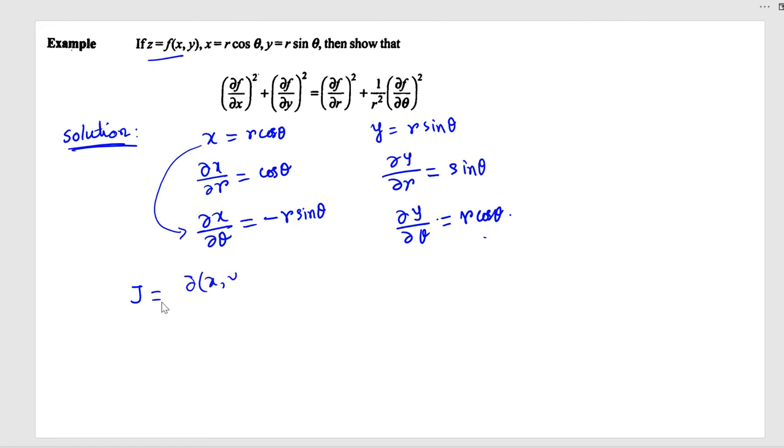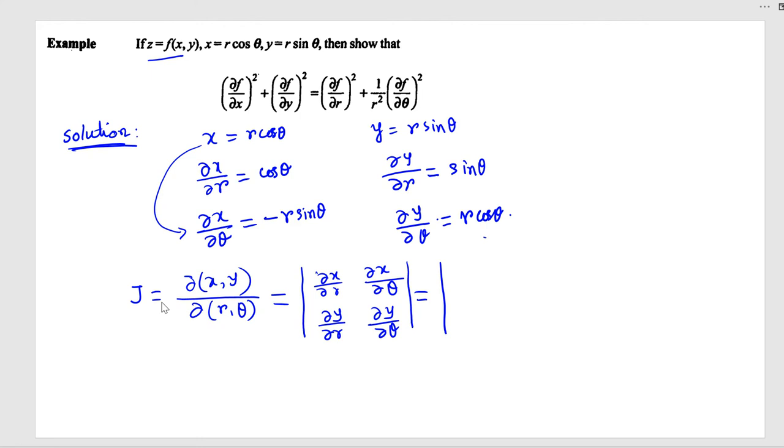So del x, y by del r comma theta. This is nothing but del x del r, del x del theta, the first order partial derivatives of x, and then the first order partial derivatives of y. So this is nothing but cosine of theta, minus r sine theta, then here we have sine theta, and here we have r cosine of theta. So this is going to be r cos square theta minus of minus, this becomes plus r sin square theta. So this is nothing but r.